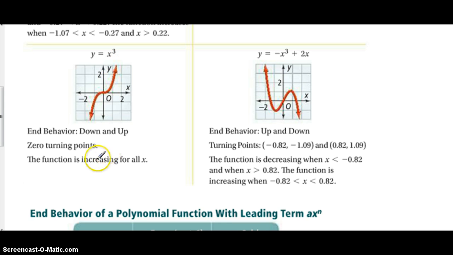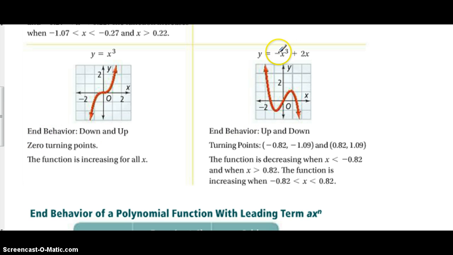You might want to think of this as an airplane. If an airplane is going up, it flattens out for a little while, then maybe goes up in altitude. So there were no turning points, they just went up and up, which means no turning points. And it says here the function is increasing for all x. So for all the x's, the y values will be increasing.